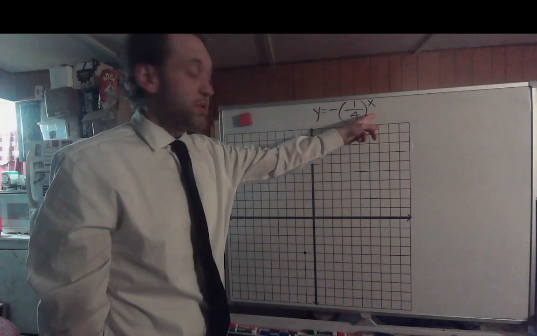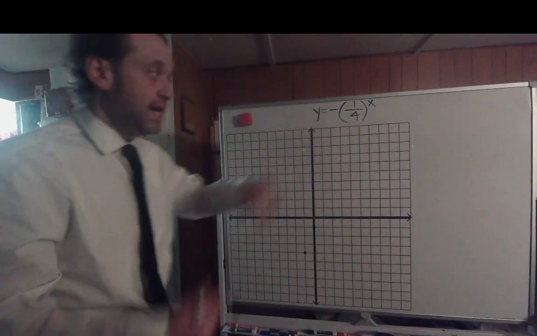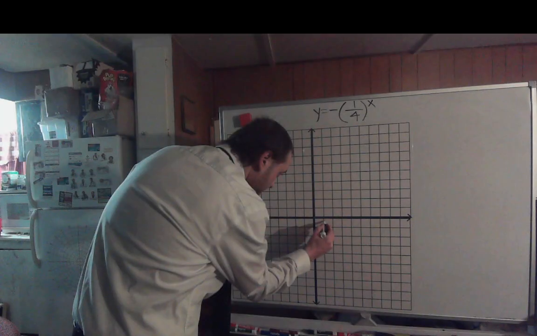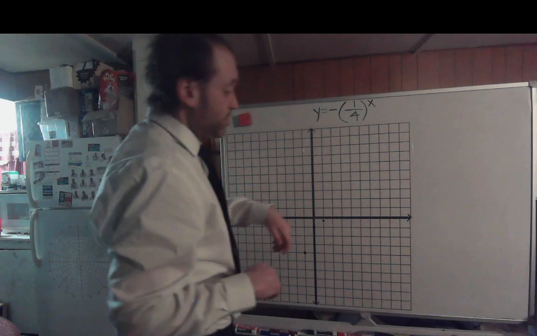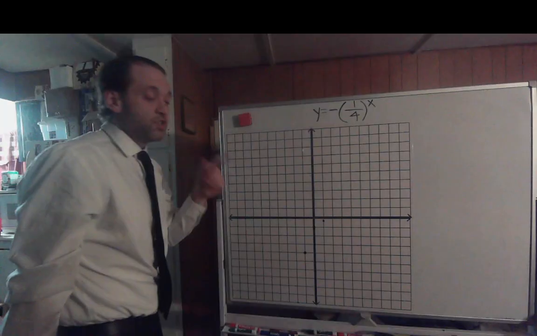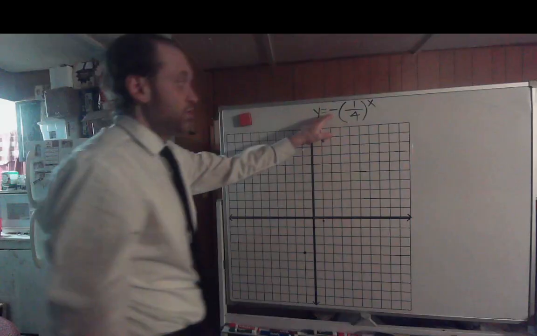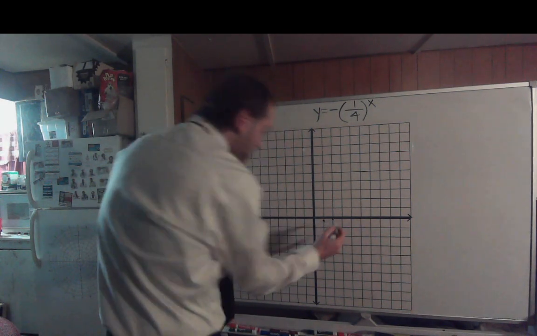So when x is positive 1, well, 1/4 to the first power is 1/4. You negate that, you get negative 1/4. So when x is 1, you'll be at negative 1/4 for your y value. And then for good measure, let's do the second. 1/4 to the second power is 1/16. You negate that, you'll be at negative 1/16 for your y.